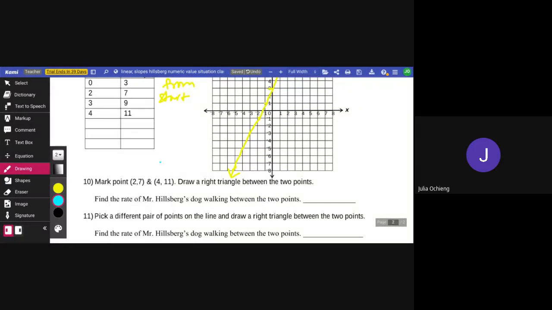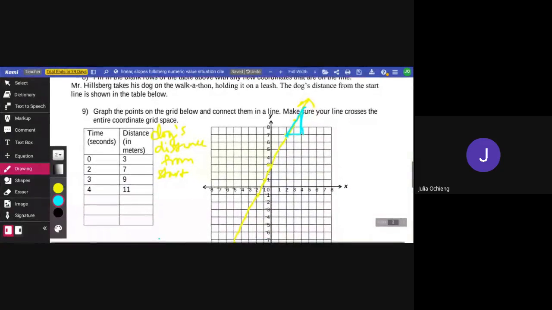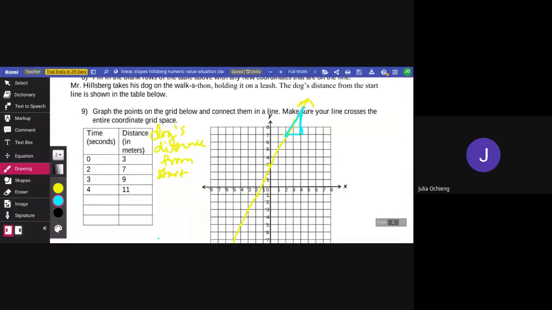Find the rate of Mr. Hillsberg's dog between those two walking points. All right, so this is the dog who walked at a different place than Mr. Hillsberg. Remember, Mr. Hillsberg is actually at a different place on the graph. So if I were to just sketch it real quick, he was down here. So his line is a different line. We'll compare the two later.